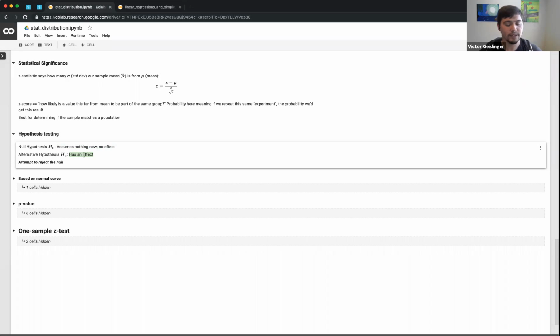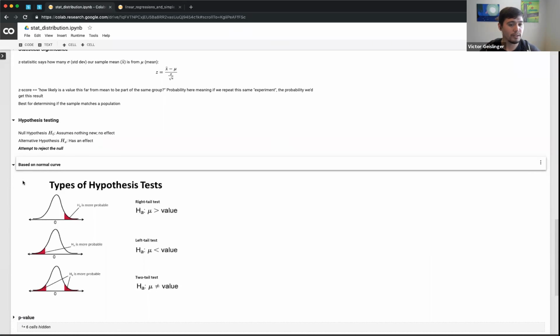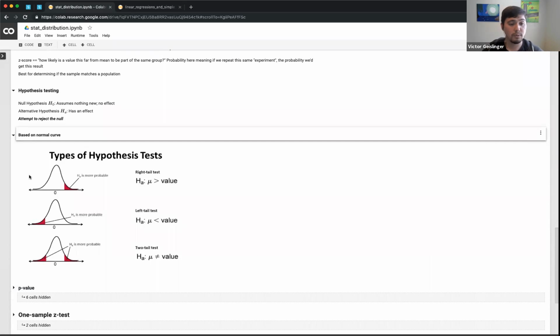Sorry, I was saying effect versus effect. Okay, but this is the thing that actually has the effect. So this would be like the part where you test out if you gave the drug and see, hey, did something actually happen? And so we can actually use the normal curve to figure out which is more probable.